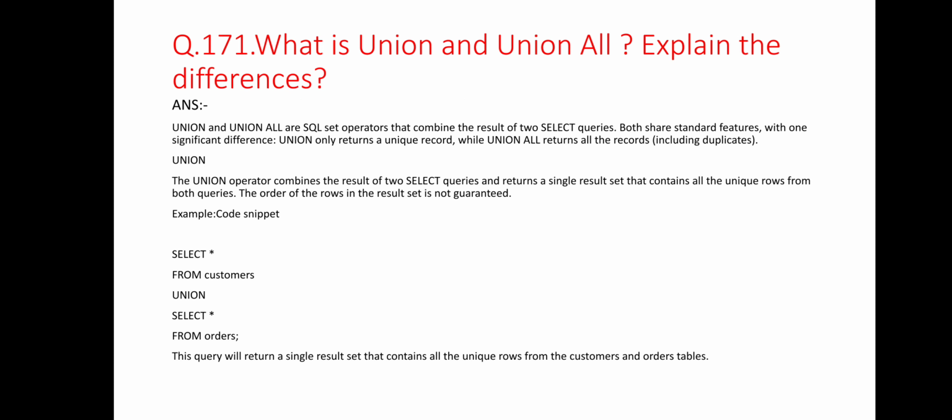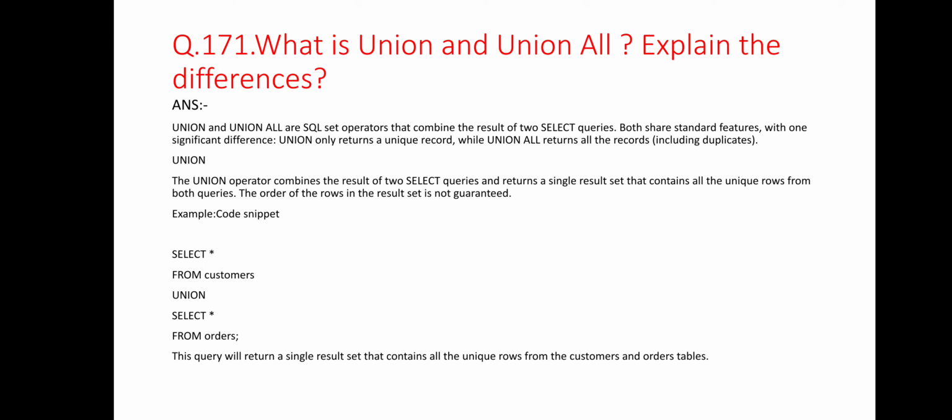What is the difference between UNION and UNION ALL? I'll explain the differences. UNION and UNION ALL are SQL set operators that combine the results of two SELECT queries. Both share a similar syntax with one significant difference. UNION only returns unique records while UNION ALL returns all the records including duplicates. The UNION operator combines the results of two SELECT queries and returns a single result set that contains all the unique rows from both queries.